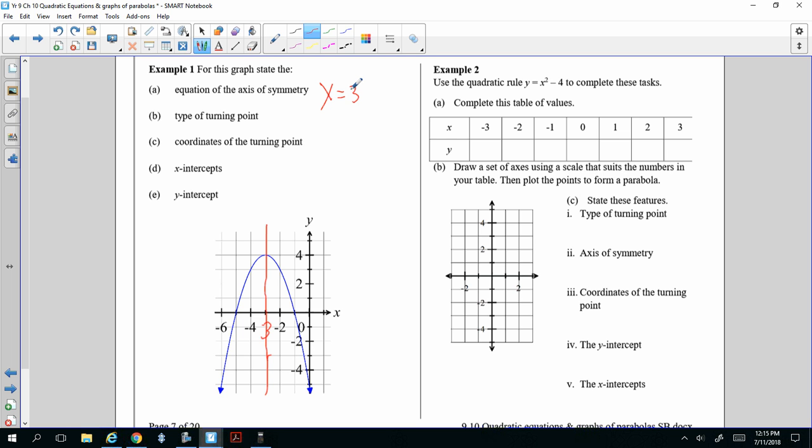And what's the turning point? Oh, sorry. You're right. -3. Oops. X equal to -3. Well done to Declan.